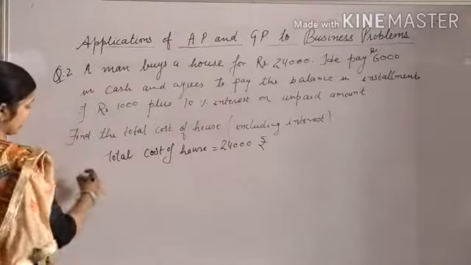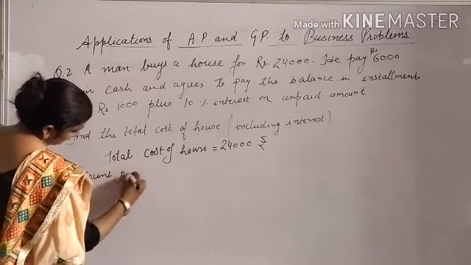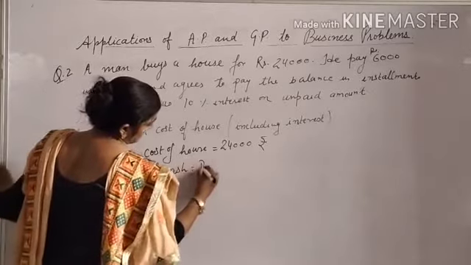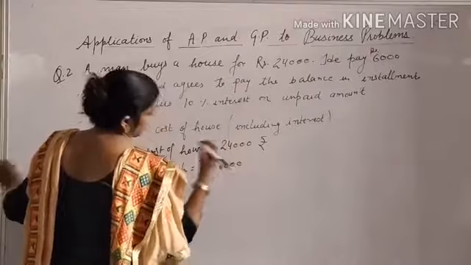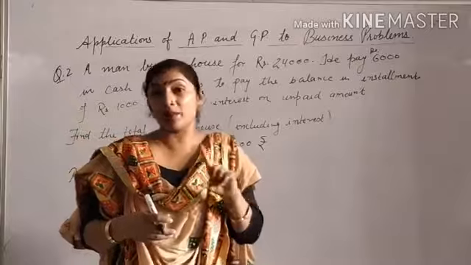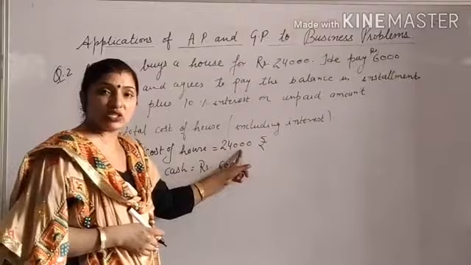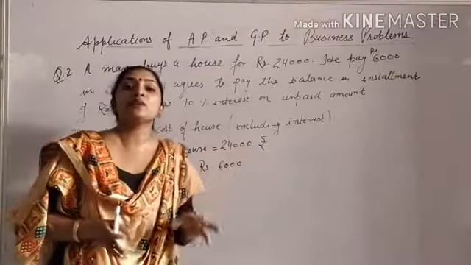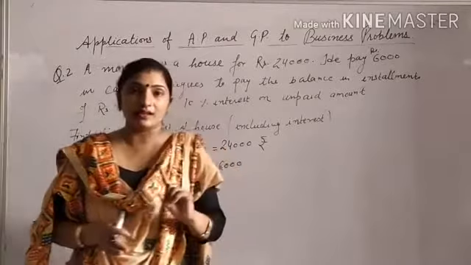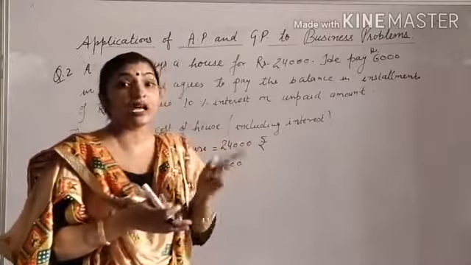Now what did he do? The initial amount paid in cash is rupees 6,000. And he agrees to pay the unpaid amount. Unpaid amount means: 6,000 he paid in cash, total cost was rupees 24,000, so he has to pay rupees 18,000 at rupees 1,000 per installment, plus an interest of 10% on the unpaid amount.